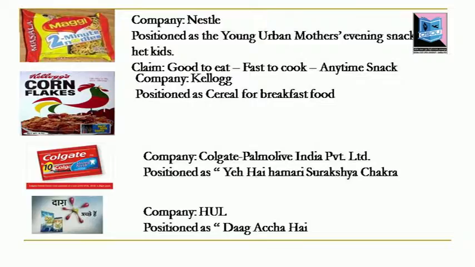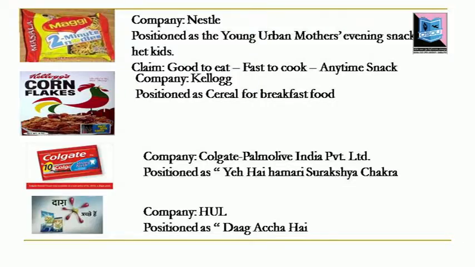Like Colgate, they say "Ye hai hamara suraksha chakra." This is a positioning message they communicate to the target audience. And for Surf, produced by Hindustan Unilever Limited, the message is "Daag acha hai." You might have come across these punchlines. These are the positioning messages targeted at the audience. This is all about the positioning tactics the company strategizes to make the product accepted by the target audience. So this is all about segmentation, targeting and positioning.